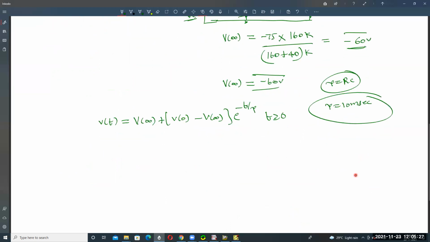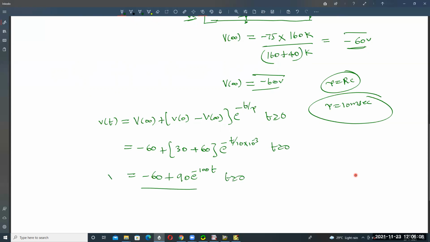Then V of t is equal to V of infinity, which is minus 60, plus V of 0, which is 30, minus V of infinity, which is minus 60, so minus into minus is plus, and then e power minus t by tau, where tau is 10 milliseconds, that is 10 into 10 to the power minus 3, for t greater than or equal to 0. So V of t is minus 60 plus 90 e power minus t by 10 to the power minus 2, that is e power minus 100t. This is the expression for t greater than or equal to 0.